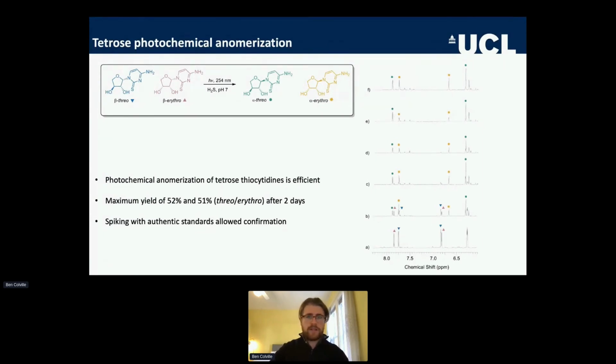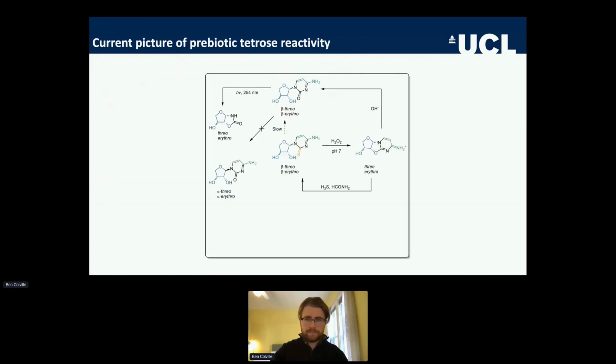So that was excellent. We got the right sugar and the right conformation, and we've shown that hydrogen peroxide can oxidize these to the oxygenic versions, the natural versions. And so this is the current picture of the prebiotic tetrose reactivity.